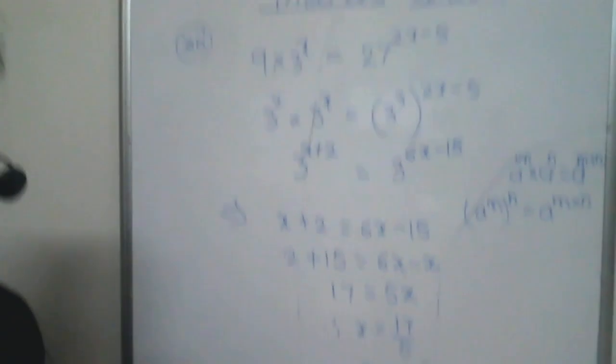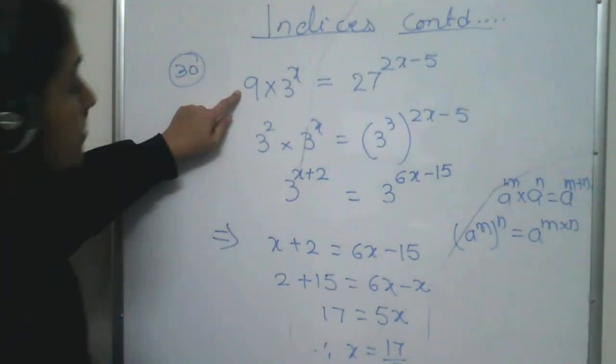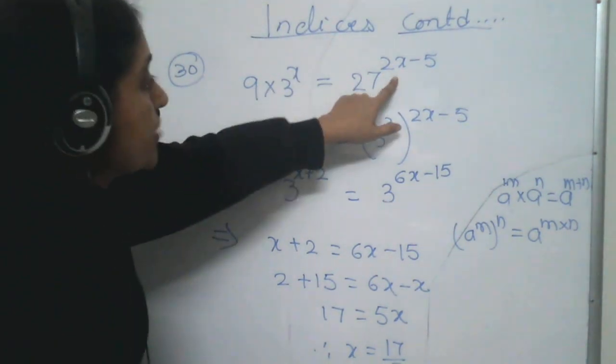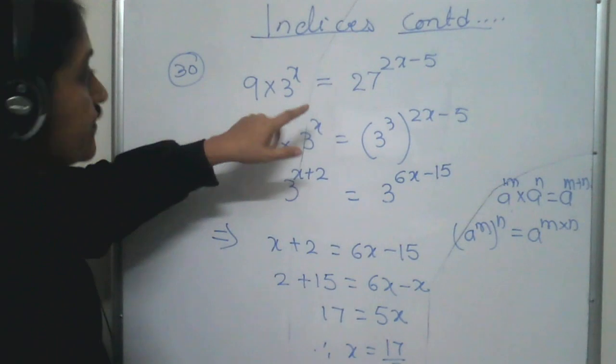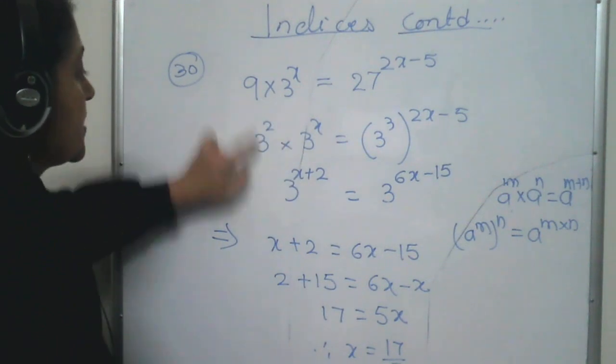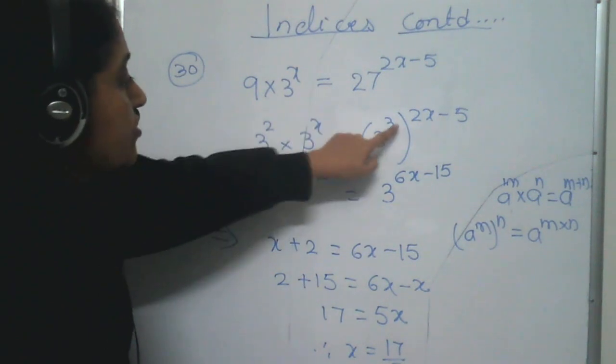Hope you are able to see the question first. So this was the question: 9 into 3 to the power x and 27 to the power 2x minus 5. We have to make them to the base 3. So 9 can be written as 3 to the power 2, and 27 can be written as 3 to the power 3.